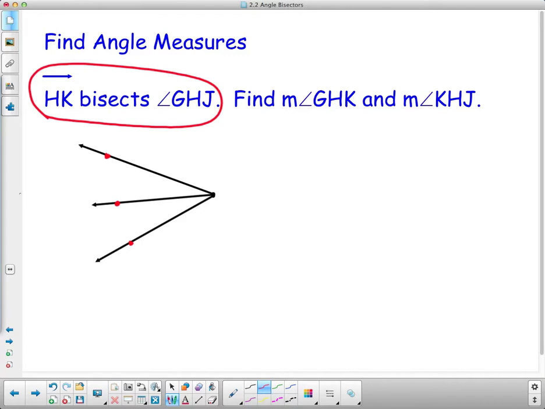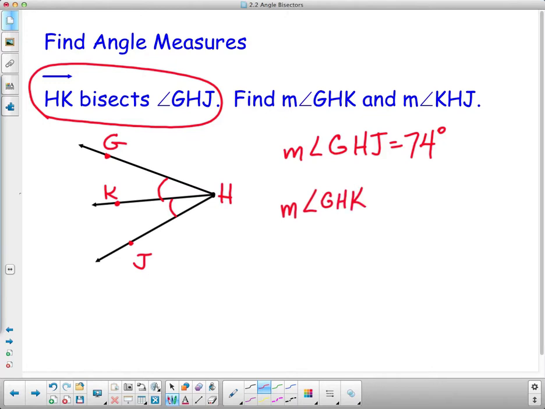Jamie, what point did you put here? G, and then the corner? This one? I kinda tricked you. J would be this one. Okay, and you got marked. Does it matter when you put G and J? G and J could be flipped. Okay, so on this one, it's a smaller angle. So the measure of angle GHJ this time is 74 degrees. I want you to do the measure of angle GHK and the measure of angle KHJ.